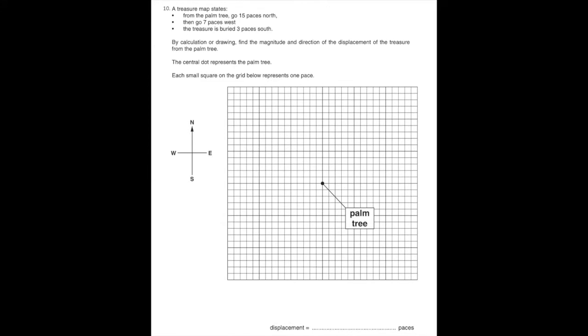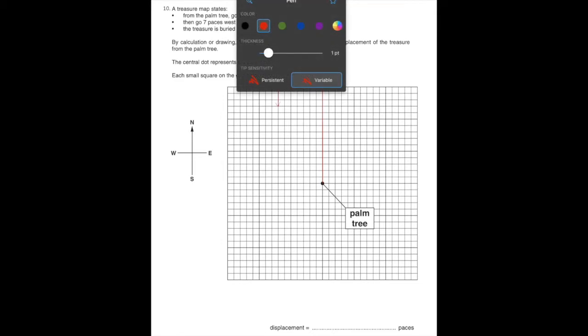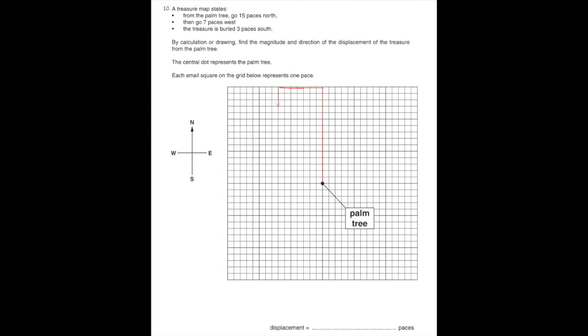So, another one about resultants. Options here: you can use a scale drawing, you do not have to, you can use a calculation, it's absolutely fine. What I'll do is draw it out, because it allows you to see what's going on. We had 15 paces north, which takes us up there. Then we had 7 paces west, so we had 7 to that point there, and then we had 3 paces south. We know from the work we've done previously that our resultant is therefore this one here.